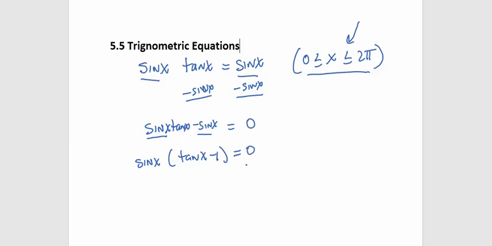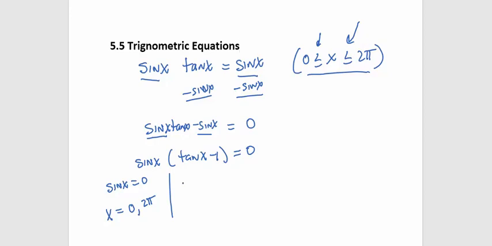I've got this thing factored. Now I can look at my two answers here. My first answer is going to take place when sine of x is equal to 0. And on my unit circle, sine of x equals 0 is going to happen at two locations. It's going to be at 0 and at 2 pi. According to my restrictions here, we're including both 0 and 2 pi because these are greater than or equal to, less than or equal to, sorry.